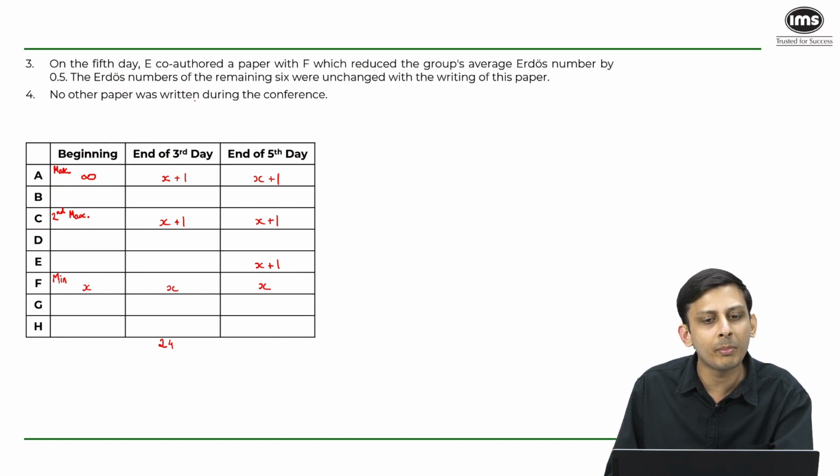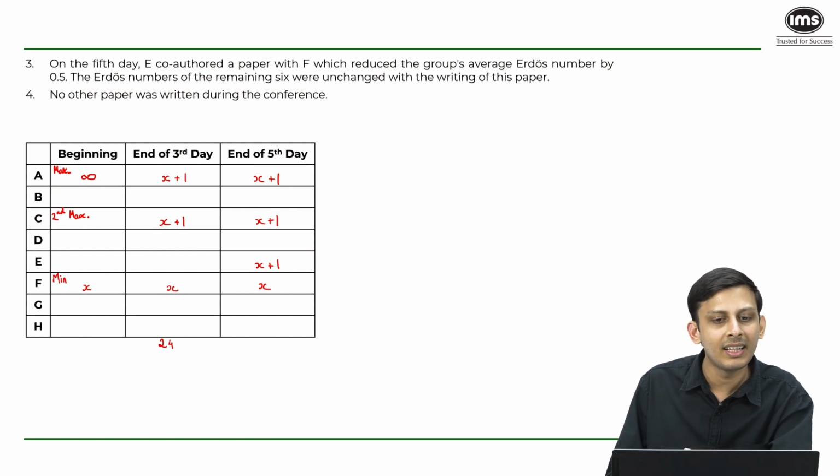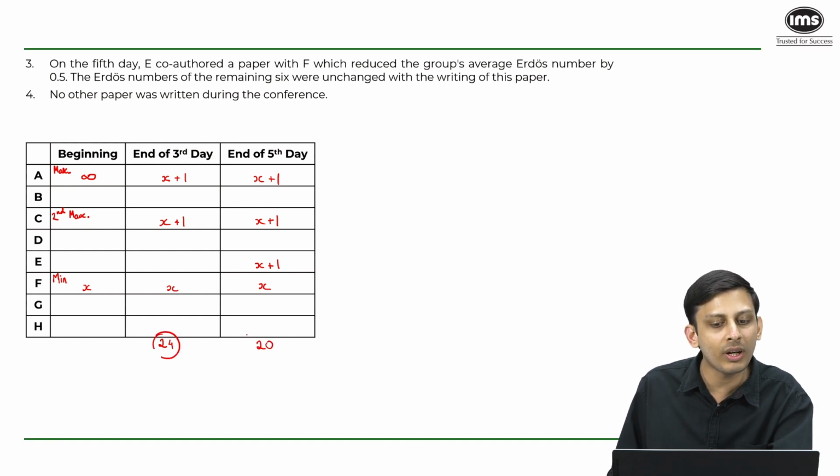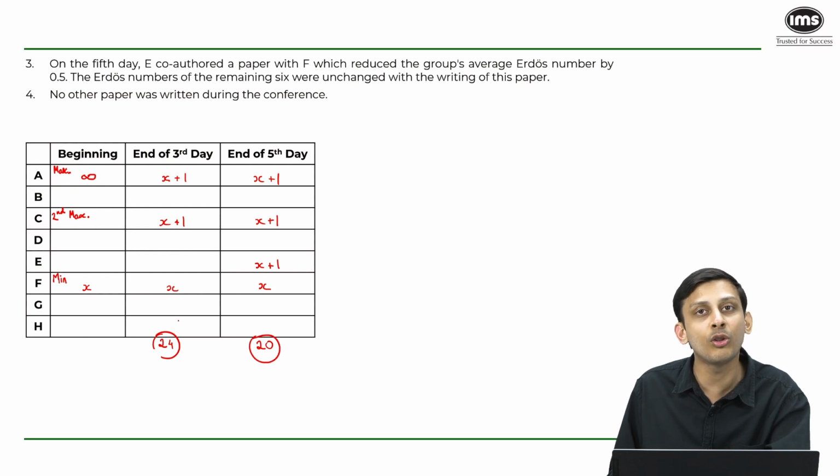And then it is given no other paper was written during the conference. So whatever situation we get at the end of the 5th day, that will be the same situation at the end of the conference as well. Now we have one more thing here. The group's average was reduced by 0.5. So earlier it was 3. Now it is reducing by 0.5. So it is becoming 2.5 for 8 mathematicians. So the sum will be 8 into 2.5, which will be 20. Okay, so the sum of 24 is reducing to 20. That is a reduction of 4.